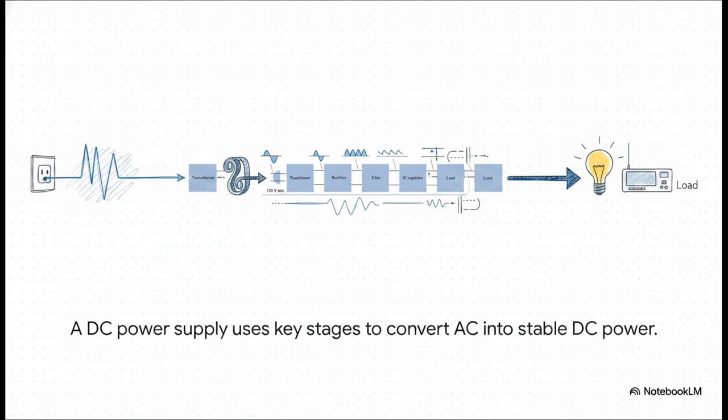Okay, so this diagram right here is basically our roadmap. Over on the left, you've got that messy AC power coming in from the wall. It then flows through a few key stages, a transformer, a rectifier, a filter, and finally a regulator, before it comes out as that clean, stable DC power for the load, which is really just a technical term for your device. So let's follow the electricity as it moves through each of these crucial spots.